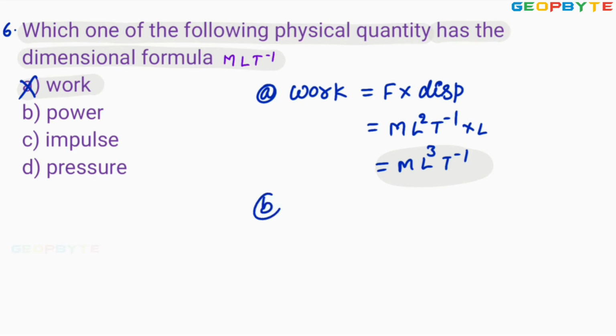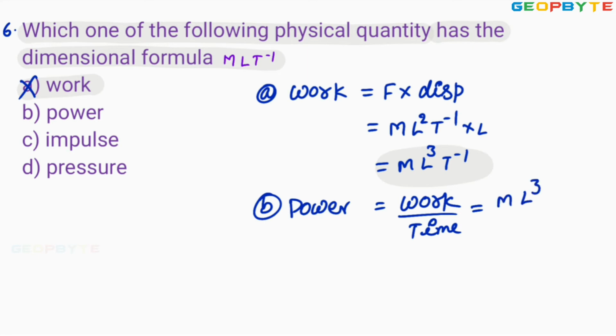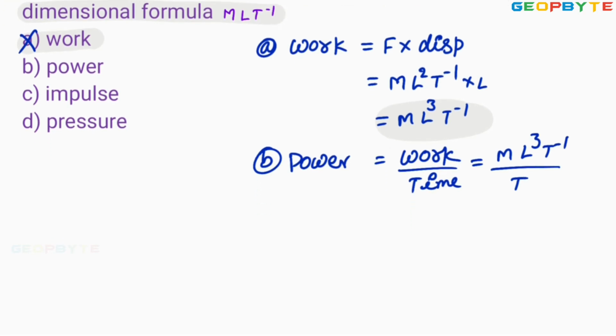Come to the power. Power equal to what? Work divided by time. Work dimensional formula M L square T power minus 2 divided by T. Therefore, the power dimensional formula is M L square T power minus 3. So, it is also not correct.